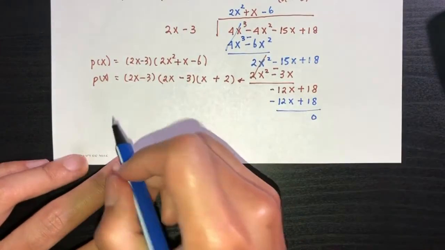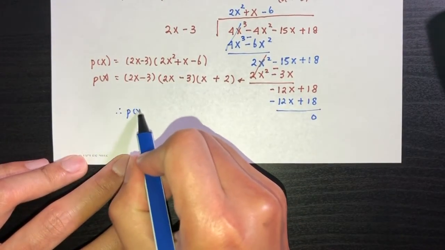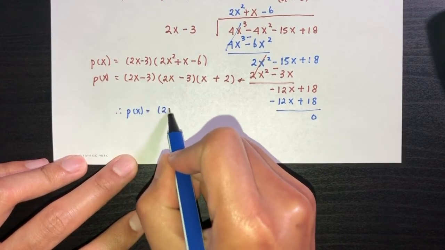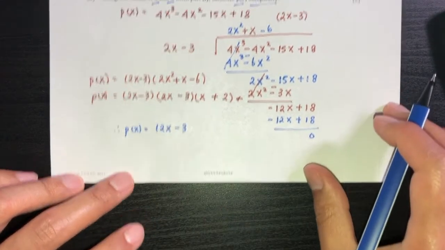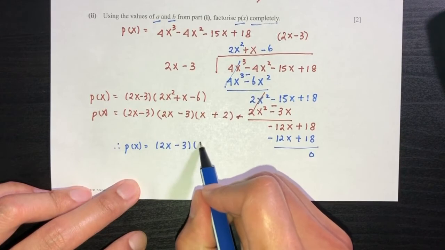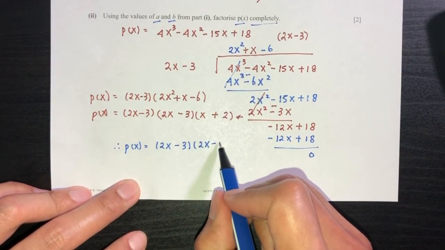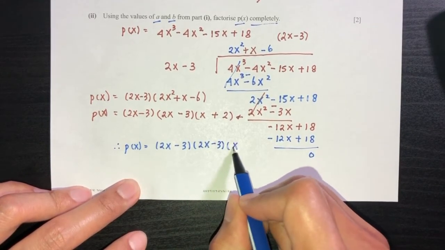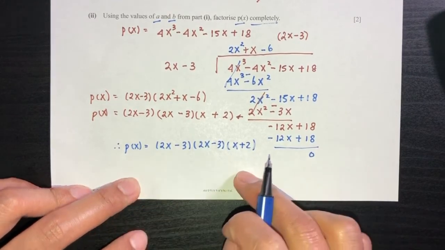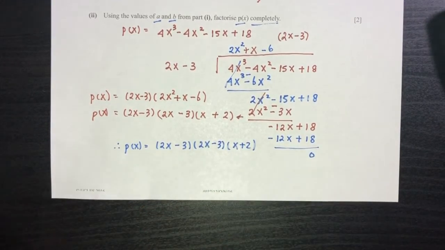So let me write this down again. p of x factorized will be equal to 2x minus 3, 2x minus 3 again, x plus 2. That is your factorization completely.